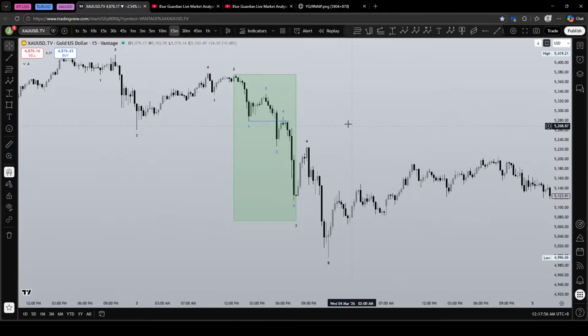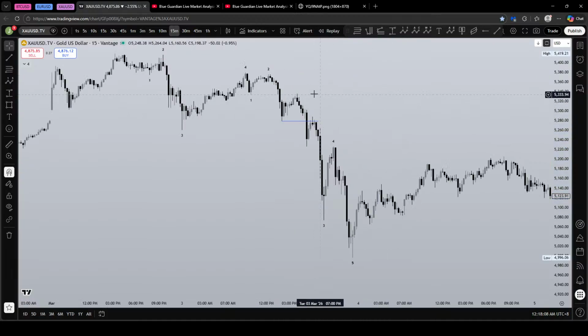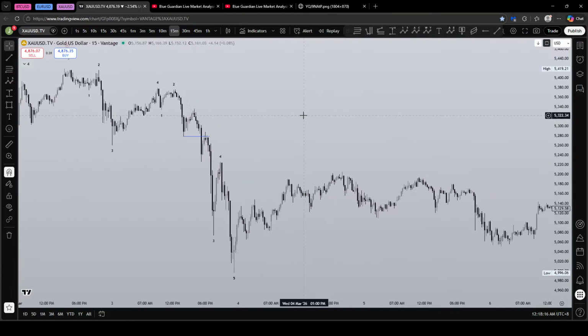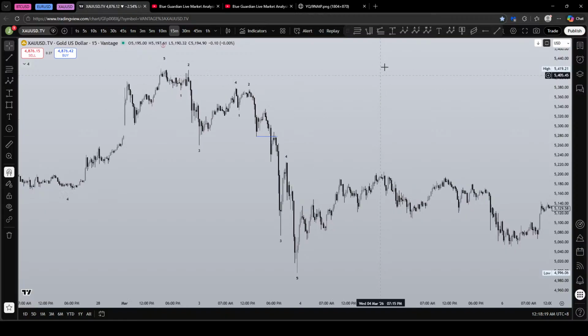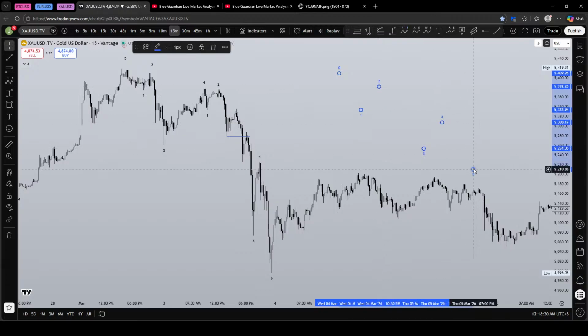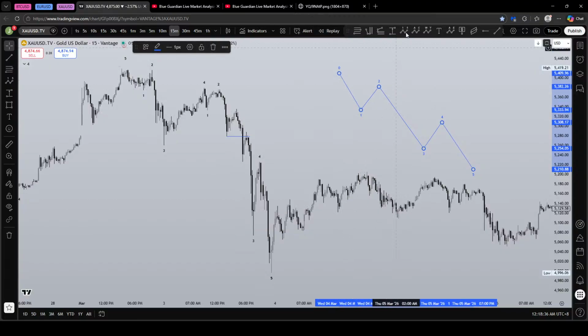So since this one violated the internal waves of an impulsive motive wave 3, the only way to correct my wave count from last time is to treat this one as a diagonal. When I say diagonal, I am referring to a type of motive wave in Elliott wave theory wherein the internal waves of a motive wave are usually composed of five waves for wave 1.